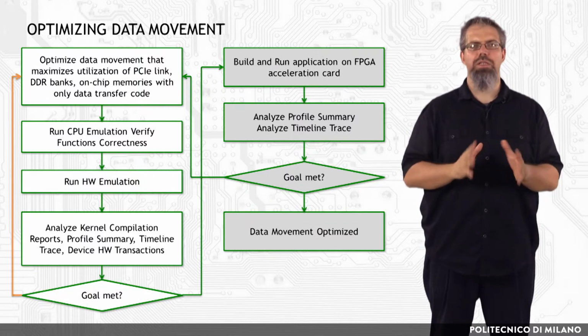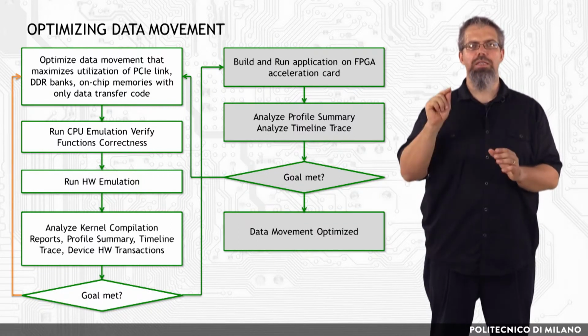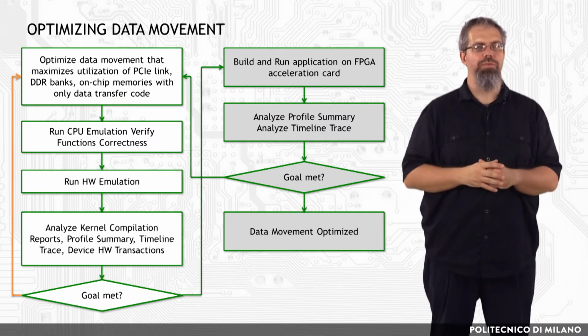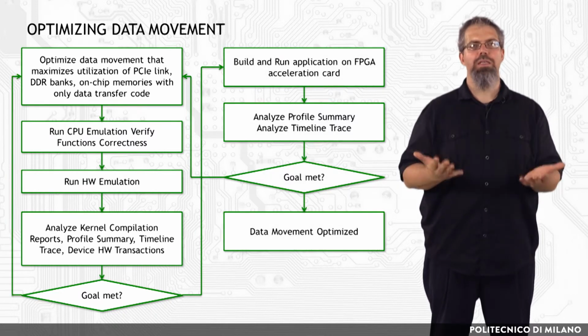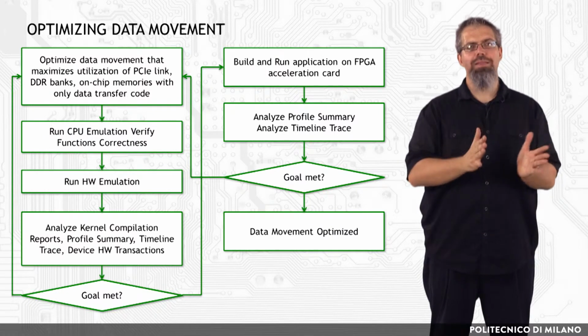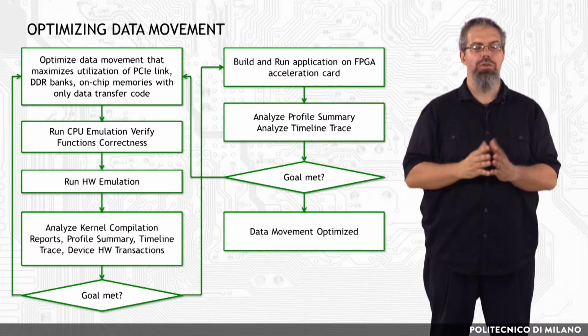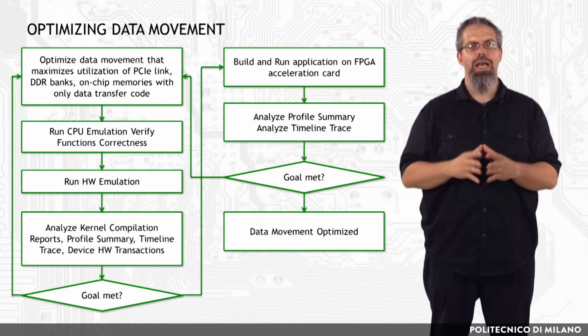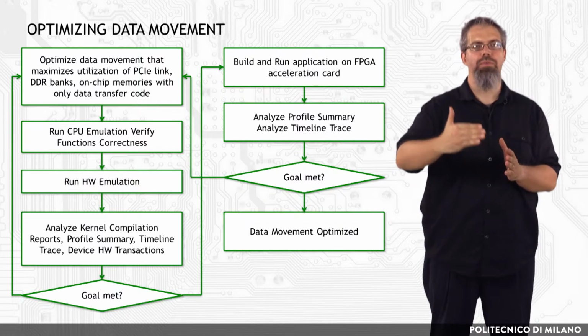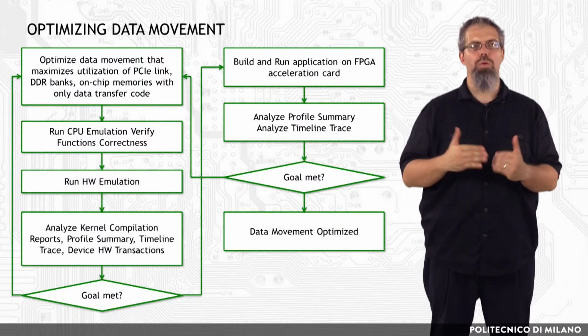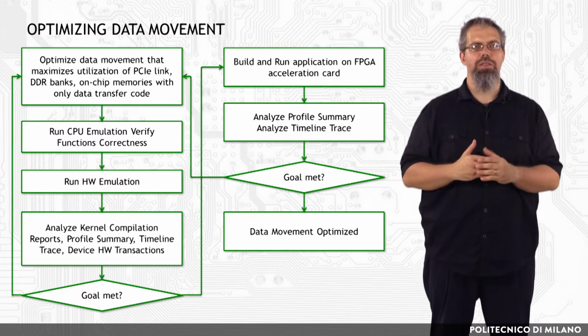If we are not fully satisfied with what we have, this is the first feedback loop in our optimization phase. Once we are satisfied with our estimations, we can then proceed to build and run the application on an FPGA acceleration card, and this will bring us to the possible second feedback loop. Once the goal is met, we can then consider the data movement optimized.